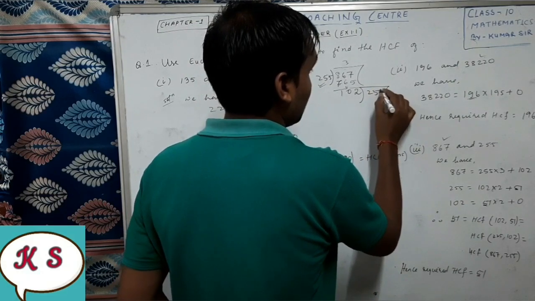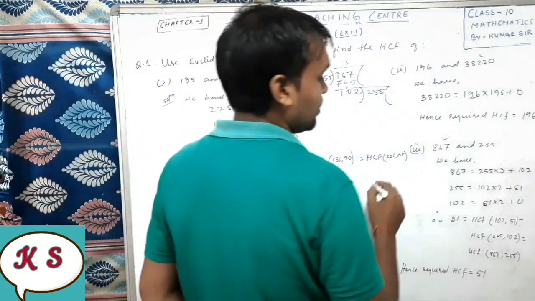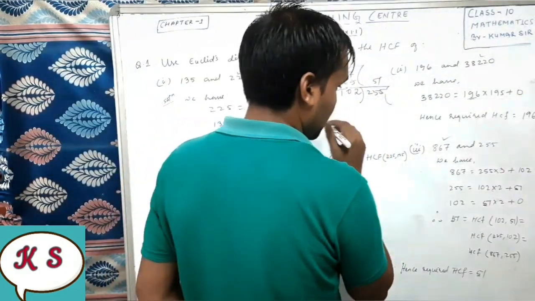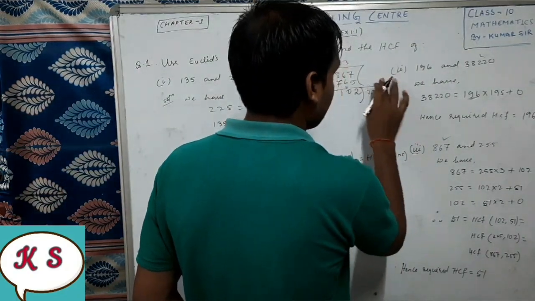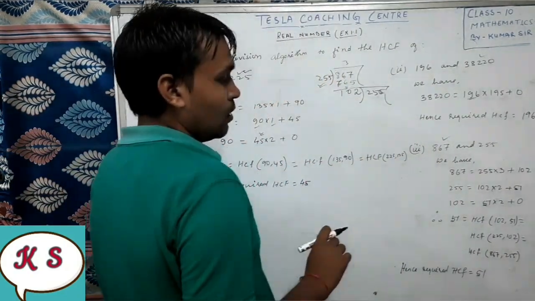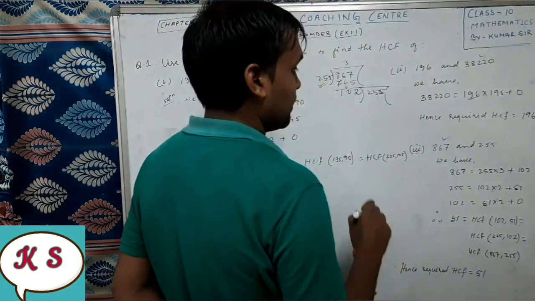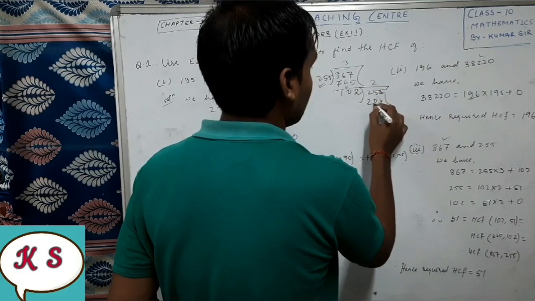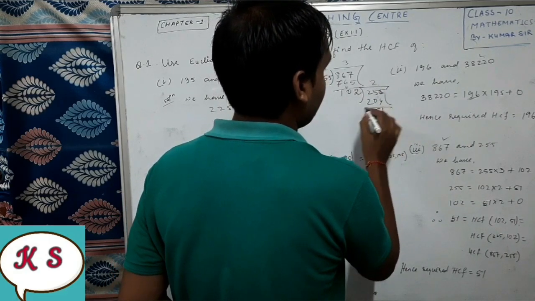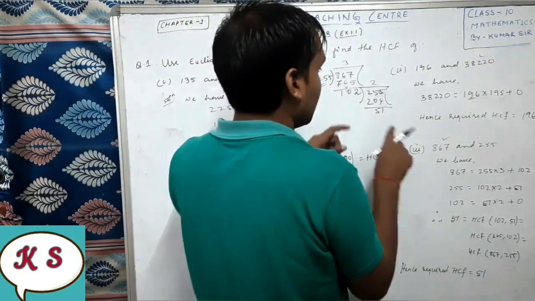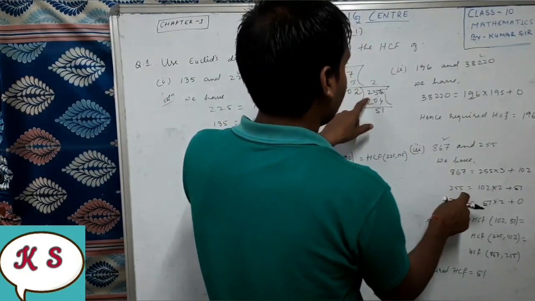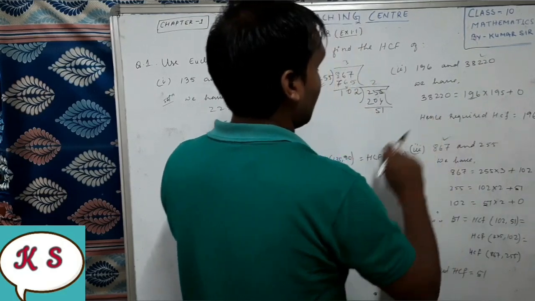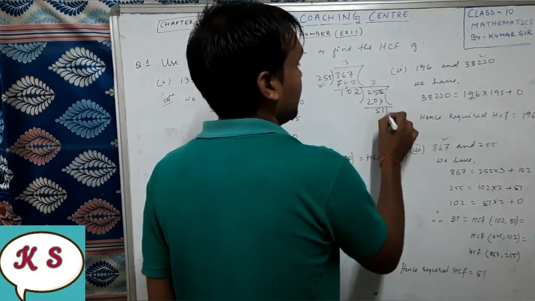In the next step, 255 is divided by 102. It will go 2 times, and the remainder is 51. So we will write 255 equal to 102 into 2 plus the remainder, 51. Now this 51 we will again divide into this 102.